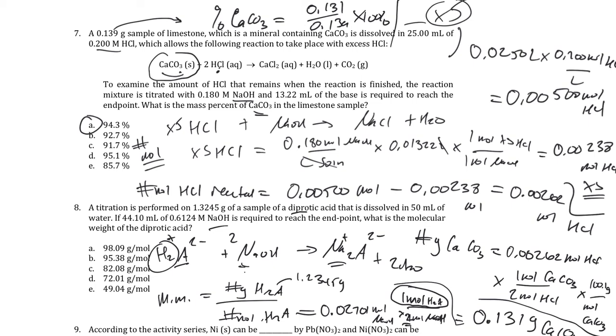Oh wait, I'm sorry, I used the wrong mass. I did 5 grams; I used the mass in some other previous example. Let me go back to the problem here. So I'm taking 1.2345 grams, divided by the number of moles. I get 91.4.